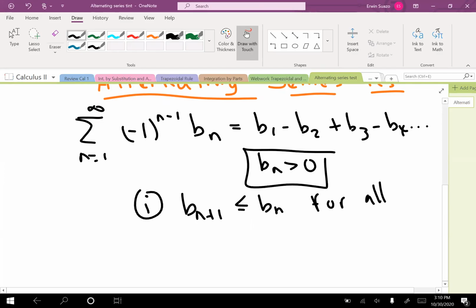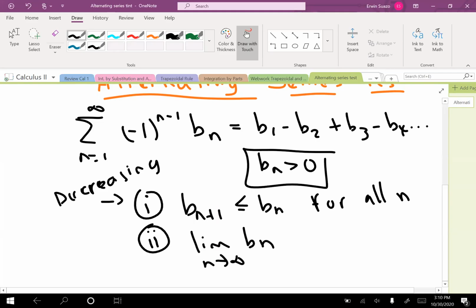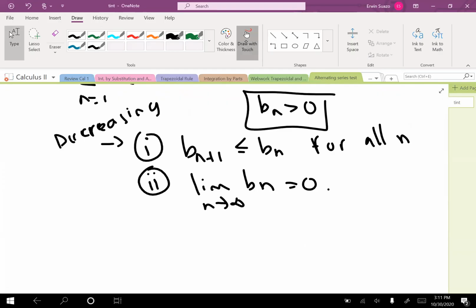So part of this also is that the b sub n must be decreasing. That is the condition: the sequence must be decreasing. Part two, the limit of b sub n as n goes to infinity is 0. Okay. Then the series is convergent.